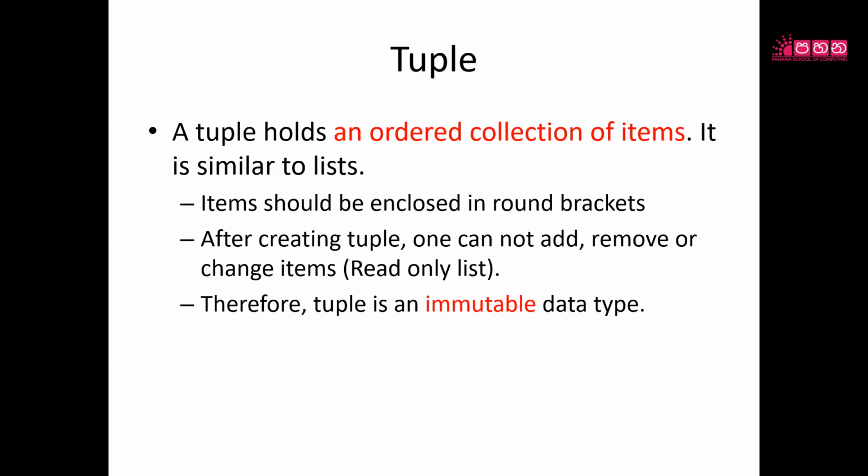So tuples, it's an ordered collection of items. It's very similar to lists, right? But there's one difference that you could see. Previously in list, we have used square brackets. But when it comes to tuples, we are using rounded brackets, right? But another difference is once you create the tuple, you cannot add, remove, or change elements, right? So therefore, we call it immutable data type.